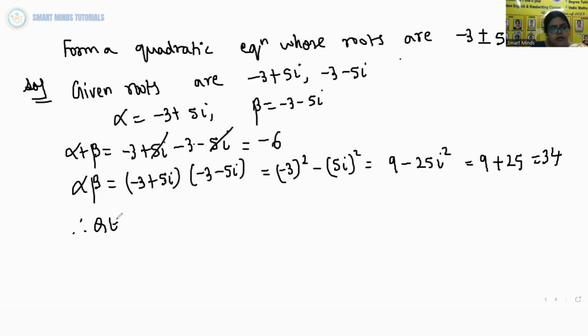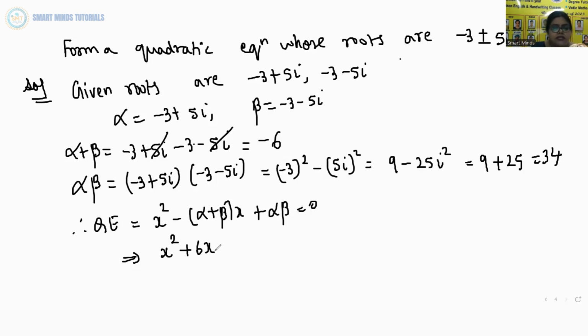Therefore, the formula for the quadratic equation is x square minus (alpha plus beta) into x plus alpha beta is equal to 0. So the final answer is x square minus (alpha plus beta, which is minus 6), so minus into minus will become plus 6x plus 34 is equal to 0. This is the final answer.